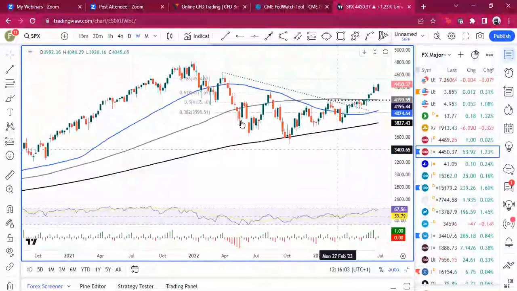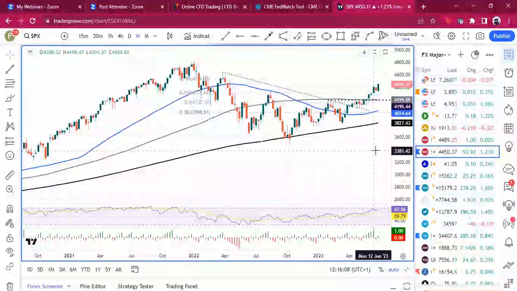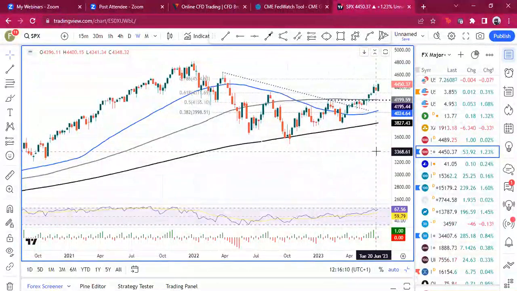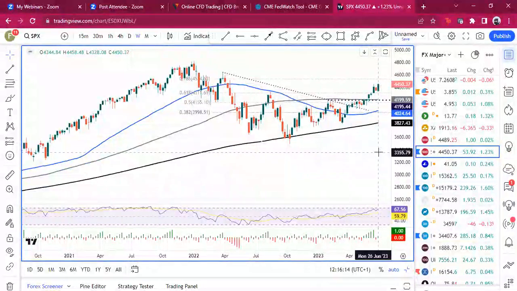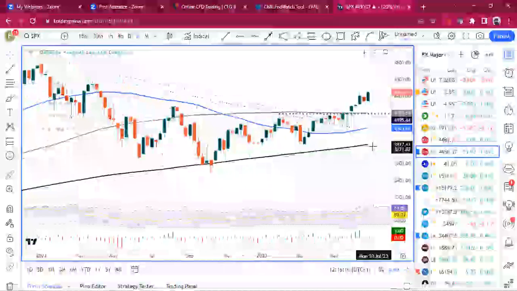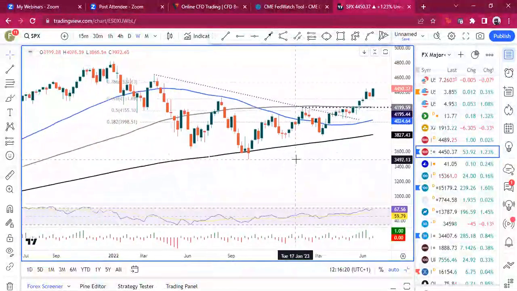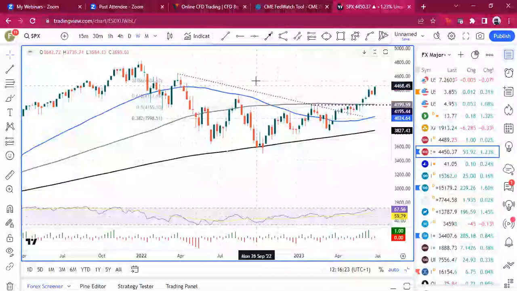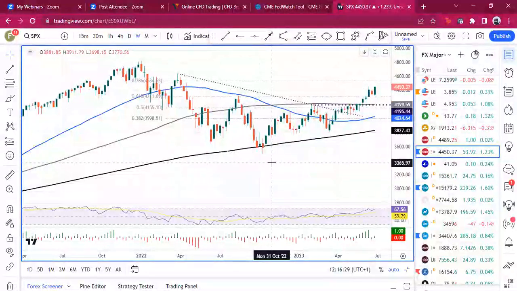For the S&P 500, you can see just that healthy pause for us anyway a couple of weeks ago, and then this push higher and a strong close. You can see it closed near the highs, so that really denotes strength to us. And then potentially you've got that 78.6 again, which would be around 4,534 or so.